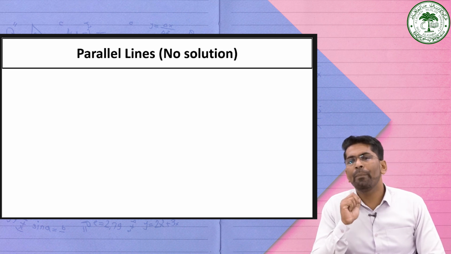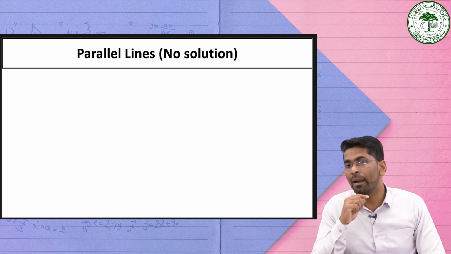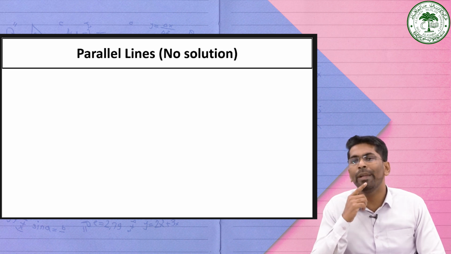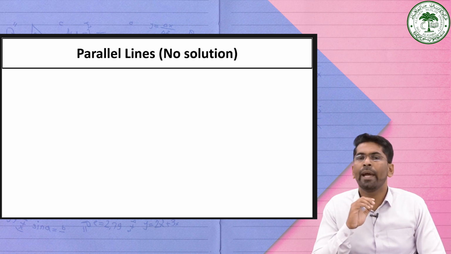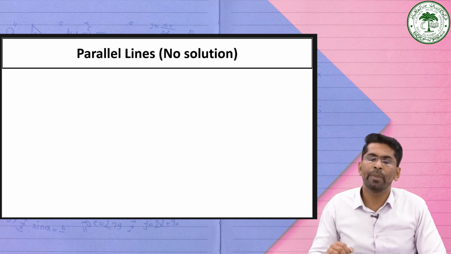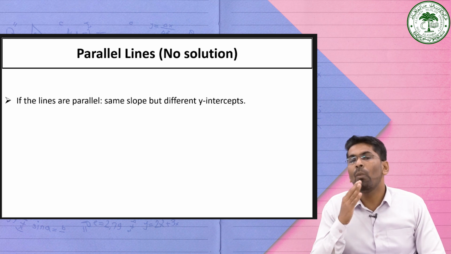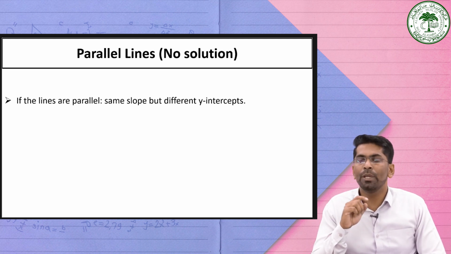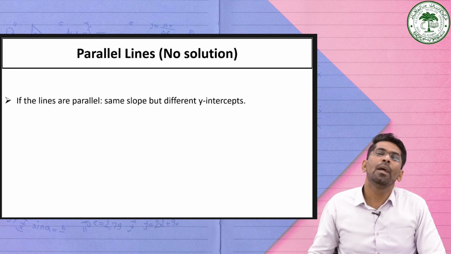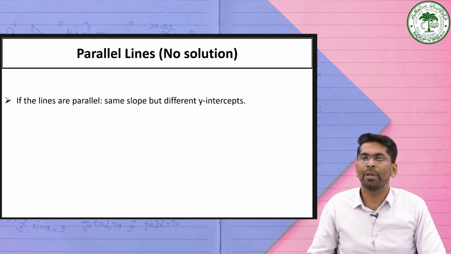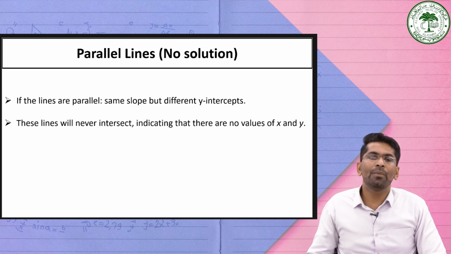Now, what happens when the linear equations are parallel? That means the equations are not going to intersect. At that time, we don't have any solution. So when representing linear equations graphically, if the lines are parallel, it means that they have the same slope but different y-intercept terms. In terms of the equations, this occurs when the coefficients of x and y in one equation are proportional to the coefficients in the other equation, but the constants are different. So mathematically, these lines will never intersect.